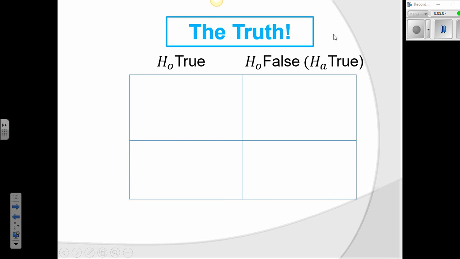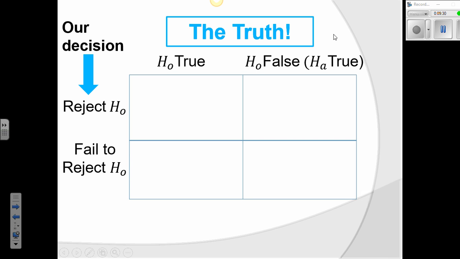So here's the truth. Either H0 is true. Now you're going to copy this on your notes. Either H0 is true or H0 is false. And if H0 is false, that means that we have evidence to say that HA is true. Does that make sense? Okay. Our decision comes here. So we're going to make a decision. What are the two decisions that we're going to make when doing a hypothesis test? You're going to reject or fail to reject. That's going to be the same thing, right? So let's go through each box and see if it makes sense.